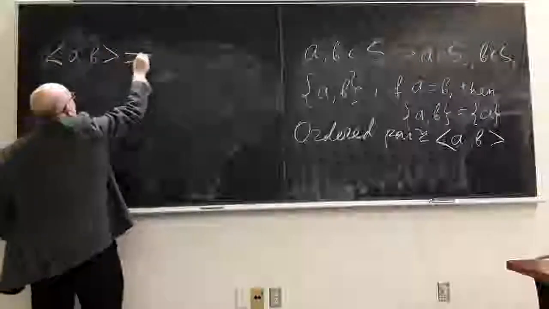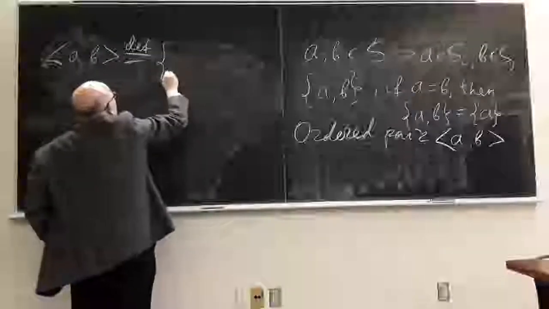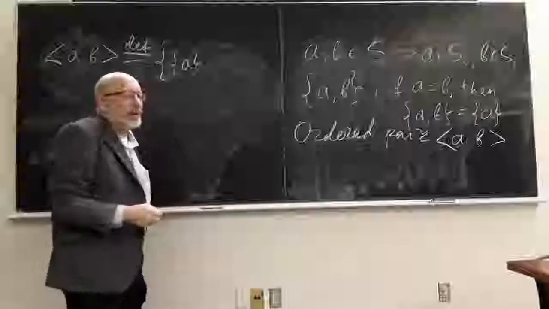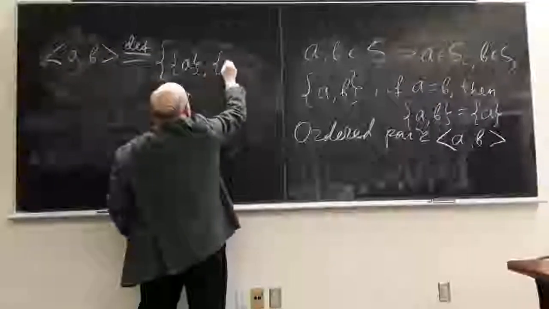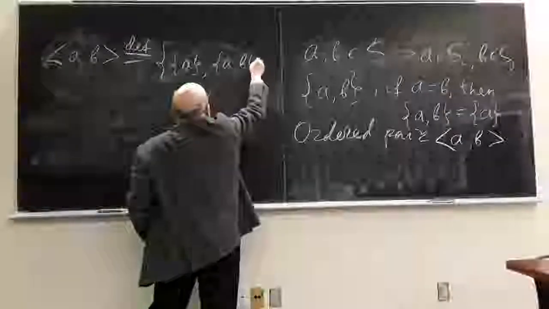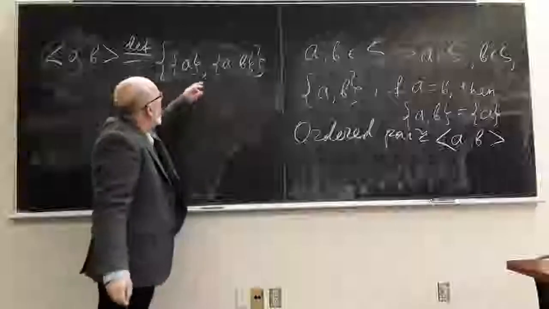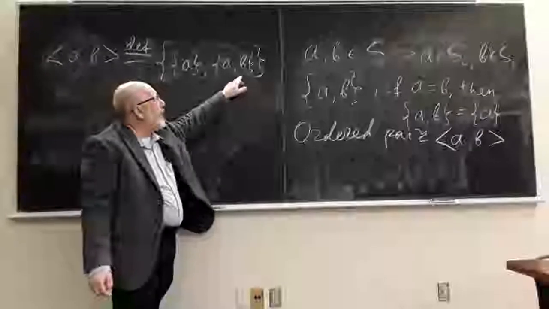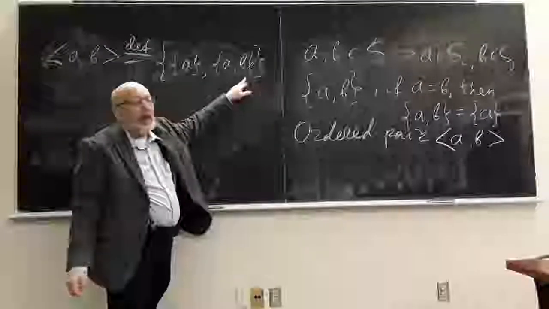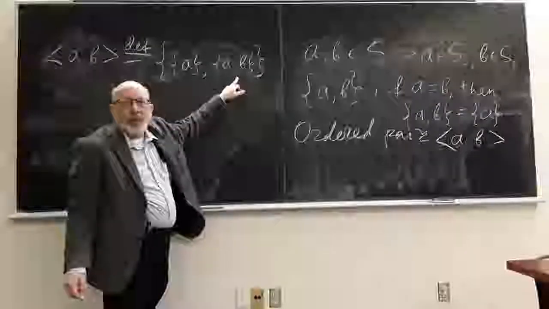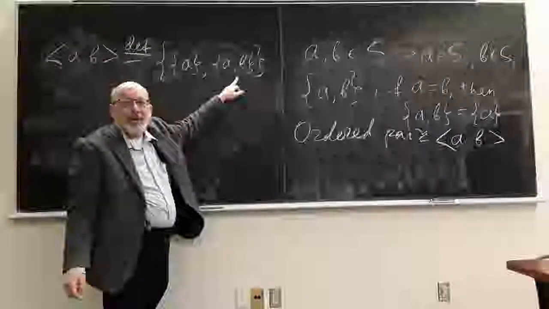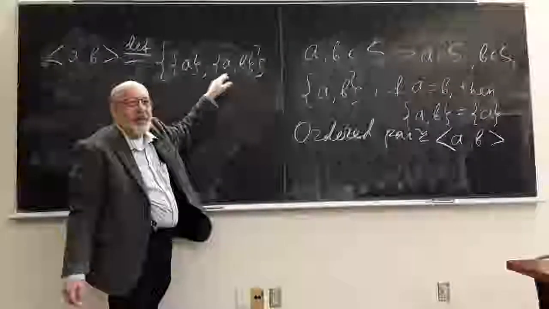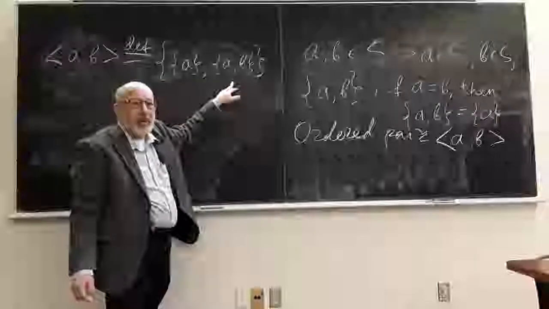The pair AB is by definition the following. Here we have the set with the single element A, and here we have this set with two elements, A and B. So having these two objects, we can also form the set which contains just this and this. So the elements of this set are two sets: one with one element and one with two elements.